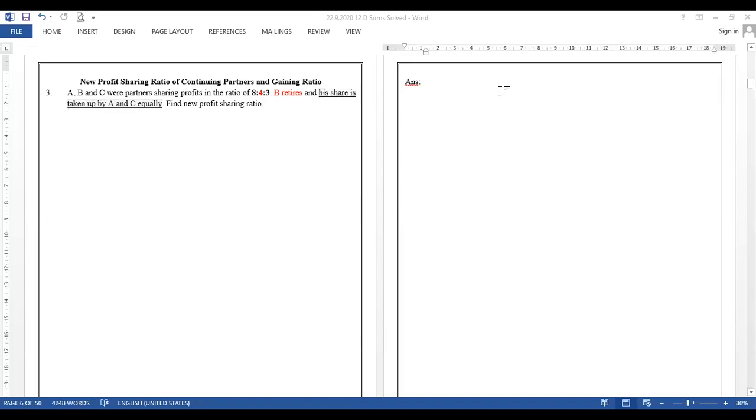Let me write over there gain by A. But they are gaining equally, so it has to be the same. Gain by A and C will be equal to B's share. How much is B's share? 4/15. They are gaining it equally, so half of it. So this will be 4/30, or 2/15. So this is the share gained by A and C.